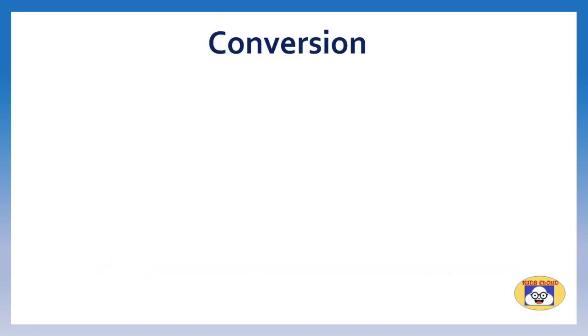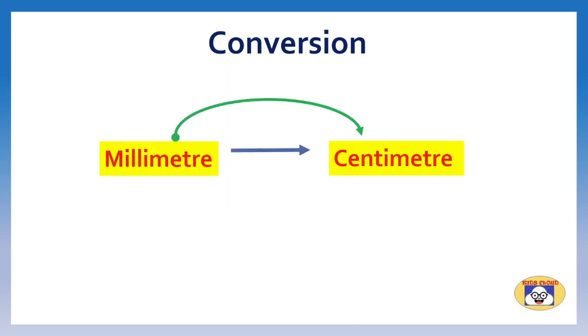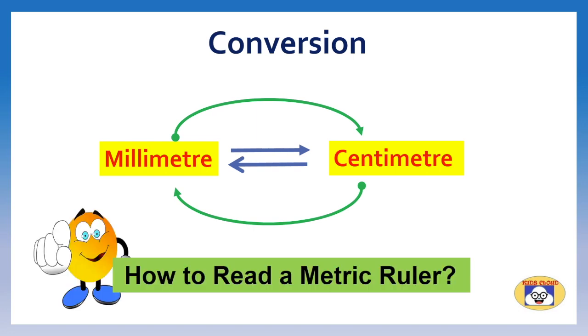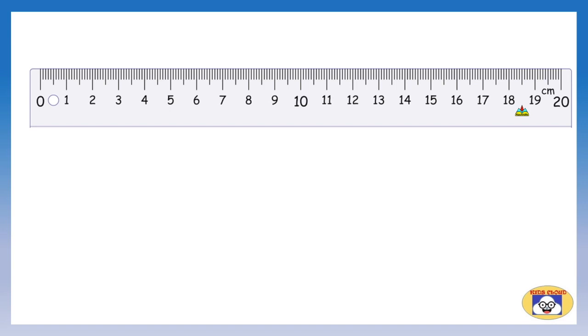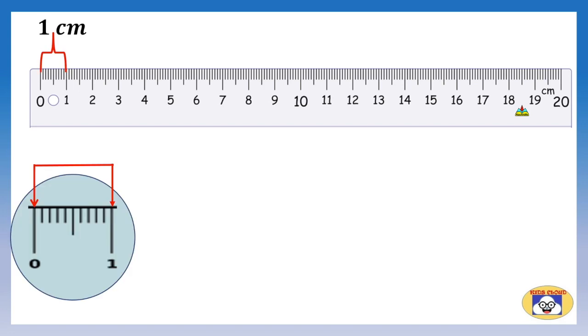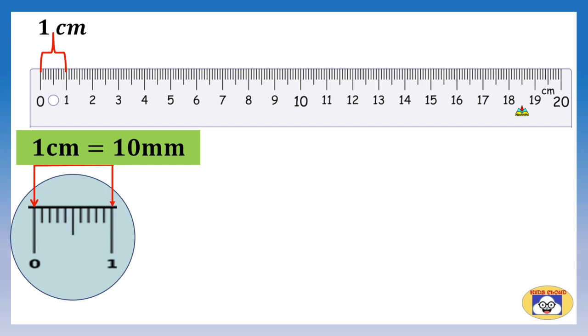In addition to this, while measuring with the ruler, it is necessary to understand the conversion of millimeter into centimeter and centimeter into millimeter. Click on our recent video about how to read a metric ruler for knowing more about it. Here we have shown a 20 cm metric ruler. As we have explained before, 1 centimeter is divided into 10 equal parts. Each one is referred to as a millimeter. Thus, 1 centimeter equals 10 millimeter.